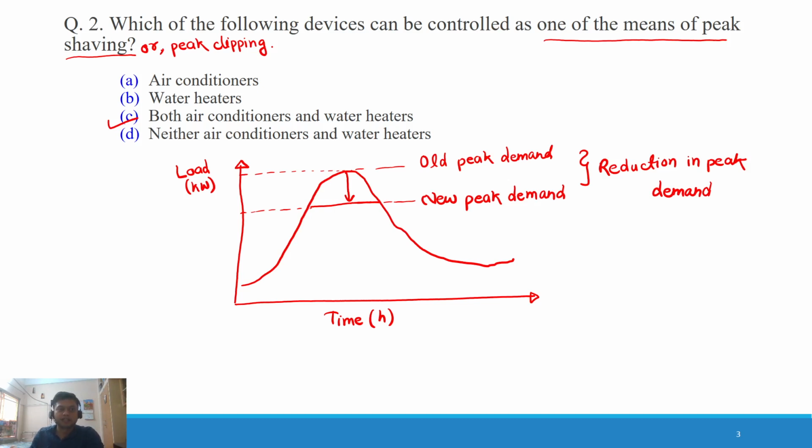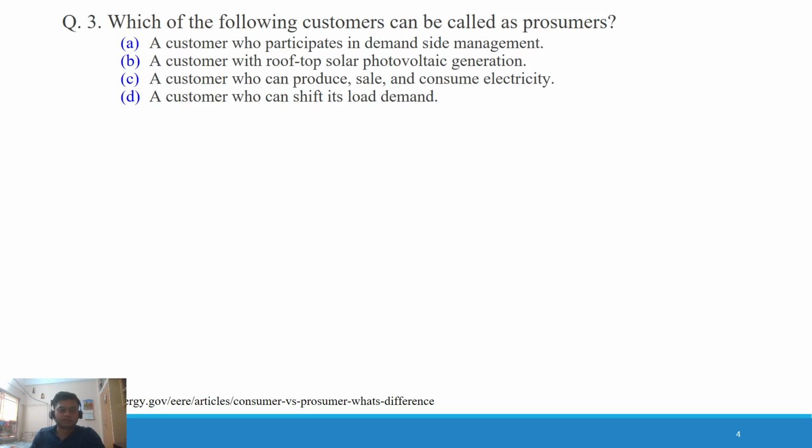Now let us see the next problem. The next problem is: which of the following customers can be called prosumers? The options are: A, a customer who participates in demand side management; B, a customer with rooftop solar photovoltaic generation; C, a customer who can produce, sell and consume electricity; and D, a customer who can shift its load demand.